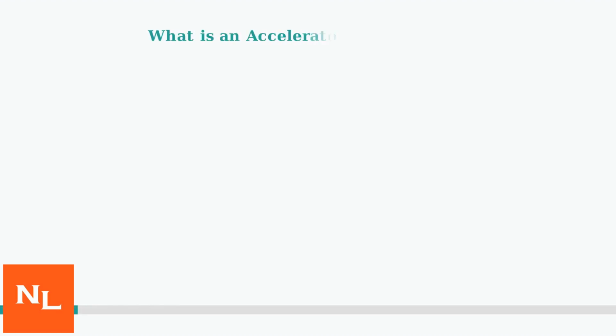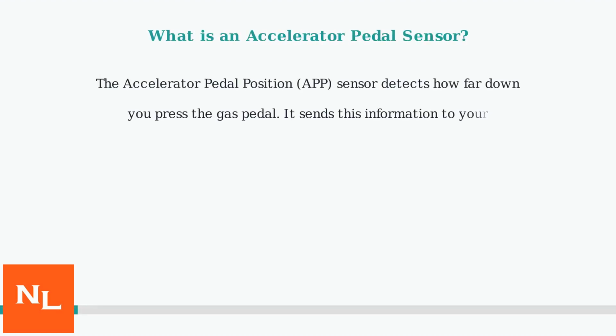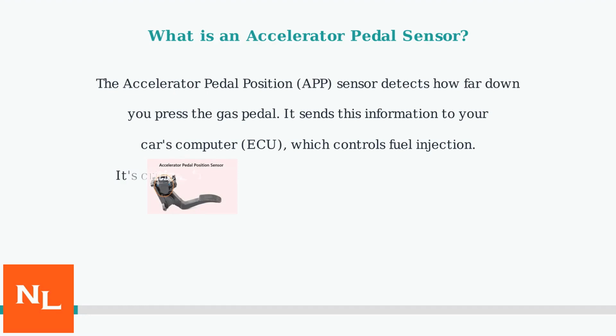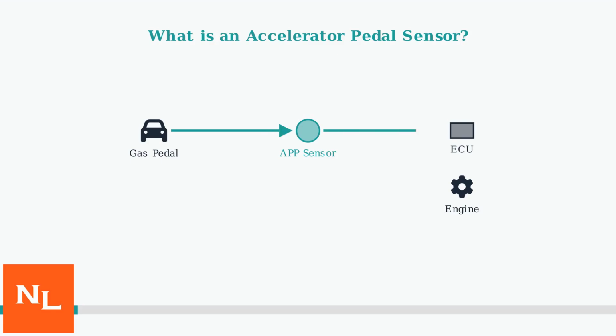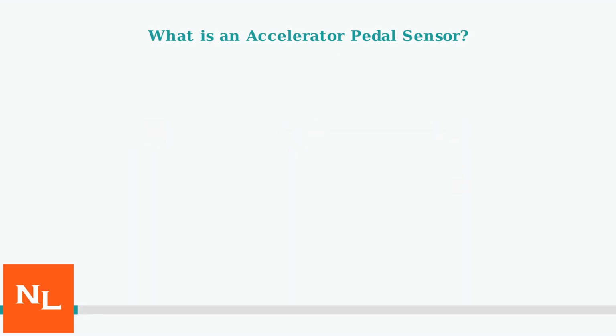The accelerator pedal position sensor, also known as the APP sensor, detects how far down you press the gas pedal. It sends this information to your car's computer, the ECU, which then controls how much fuel to inject into the engine. This sensor is a critical part of your vehicle's electronic throttle control system. Without a functioning AP sensor, your car won't accelerate properly.